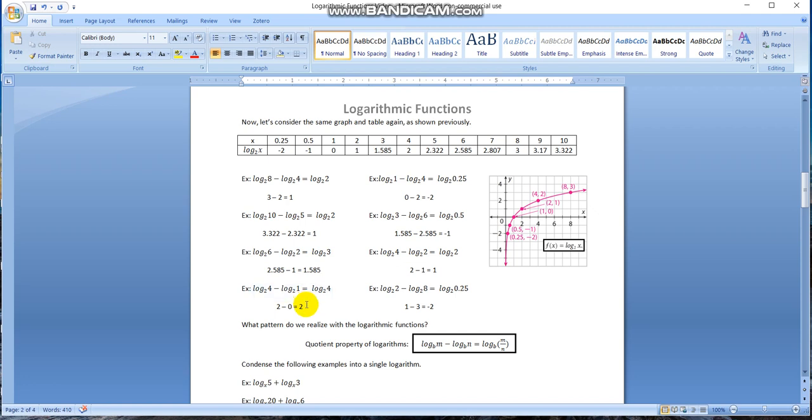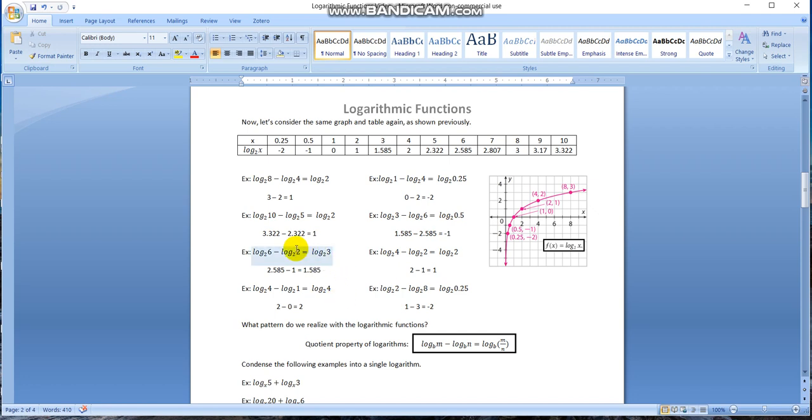Okay. If you take this one, log base 2 of 4, so log base 2 of 4 is going to be 2. Log base 2 of 1 is going to be 0. And it's going to equal log base 2 of 4. So 2 minus 0 is 2. So you can look at some of these patterns. I did a bunch of these so you can kind of see how that works.